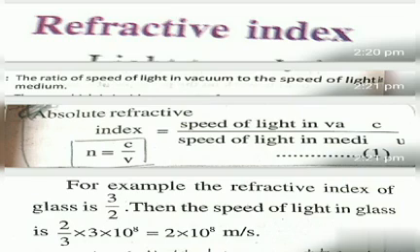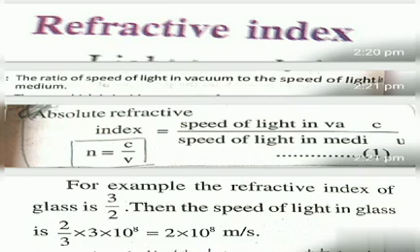For example, the refractive index of glass is 3 by 2. Then the speed of light in glass is 2 by 3 of 3 × 10^8 meters per second, which equals 2 × 10^8 meters per second. The refractive index of glass is 3 by 2. Then the speed of light in glass is equal to 2 × 10^8 meters per second. Here refractive index is denoted by n.